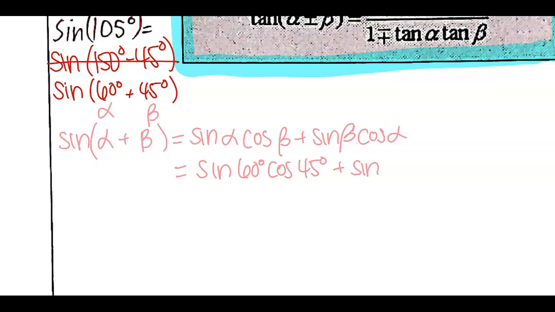Sine of beta again is 45 degrees. Cosine of alpha is 60 degrees. Well, you guys have the unit circle chart at the top. Let's go ahead and find those values. So I'm first going to identify sine of 60 and cosine of 45.